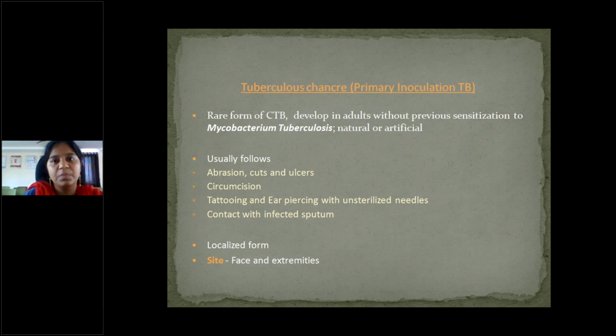It is a localized form and most commonly seen on the face or extremities, because these extremities are more prone to trauma. Face and extremities are where we most commonly see this tuberculous chancre, or primary inoculation TB. Remember, they will not have previous sensitization to tuberculosis.